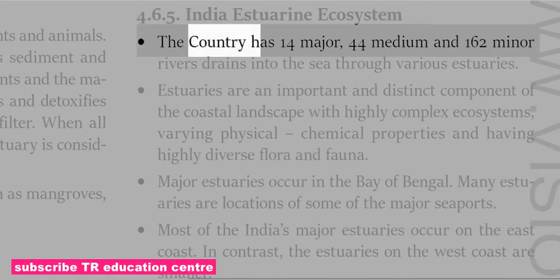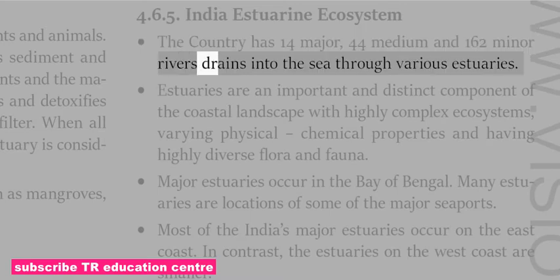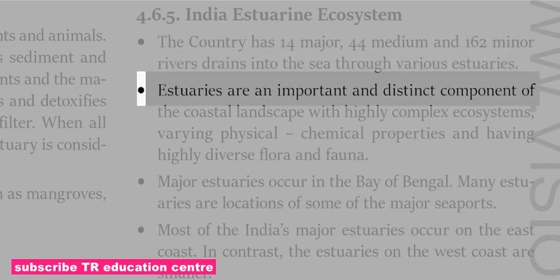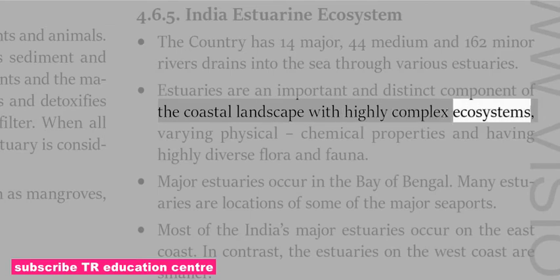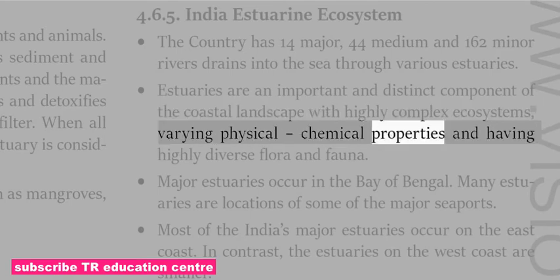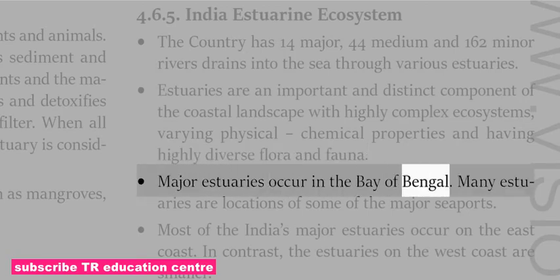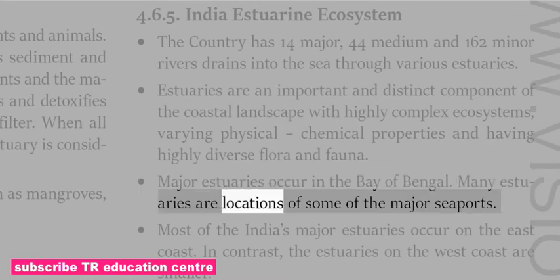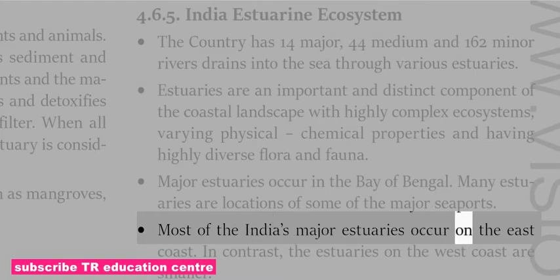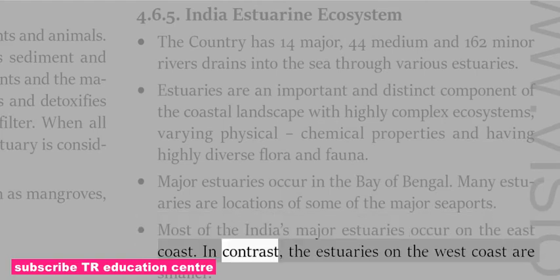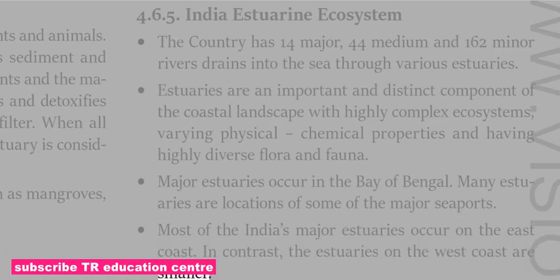India estuarine ecosystem. The country has 14 major, 44 medium and 162 minor rivers that drain into the sea through various estuaries. Estuaries are an important and distinct component of the coastal landscape with highly complex ecosystems, varying physical and chemical properties and having highly diverse flora and fauna. Major estuaries occur in the Bay of Bengal. Many estuaries are locations of some of the major seaports. Most of India's major estuaries occur on the east coast. In contrast, the estuaries on the west coast are smaller.